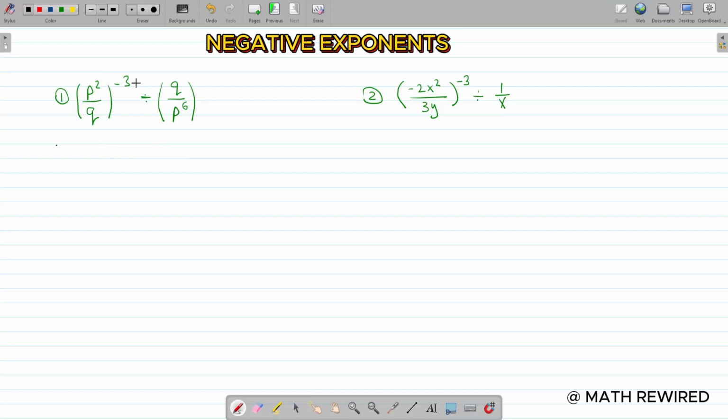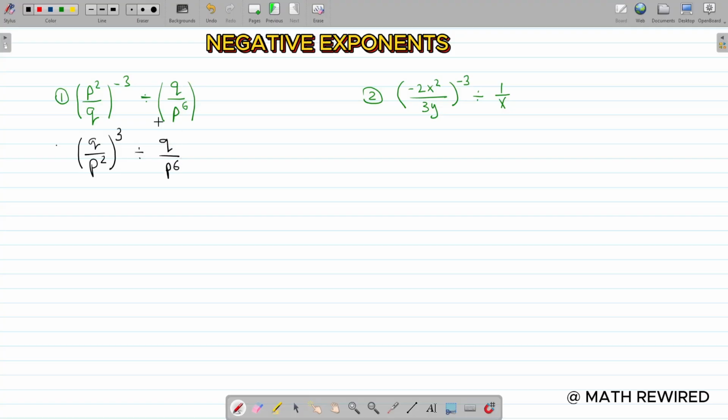So we always want to get rid of the negative exponents as soon as possible. Now, to get rid of this negative exponent here, all you need to do is just flip what's inside the brackets here. So you'll have q over p squared, and then that allows you to make the exponent positive. Divide by q over p to the power of 6.